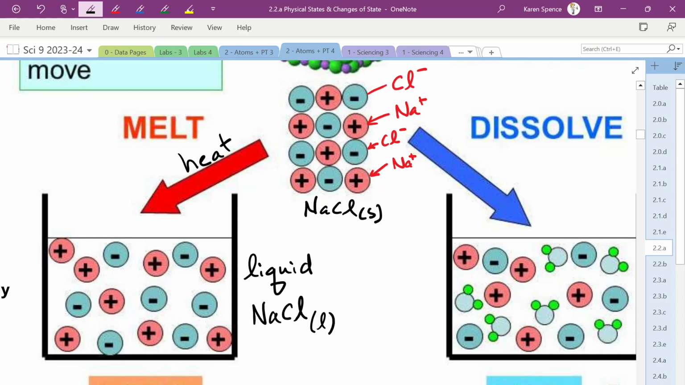Okay, so we heat it. And basically the little particles just start moving past one another. So instead of being locked in position, they can now move. Okay? And that's how we know it's a liquid, because the particles can move.